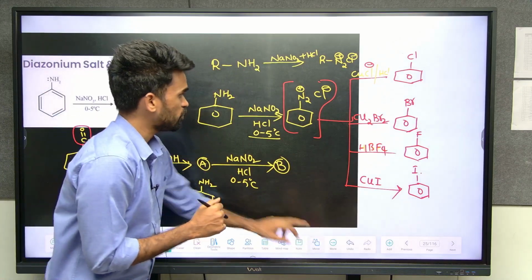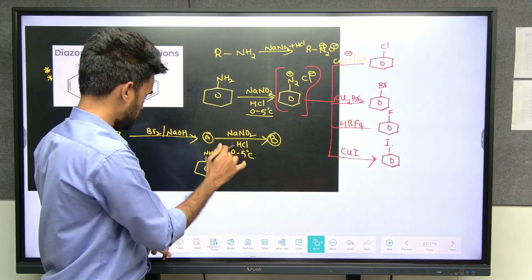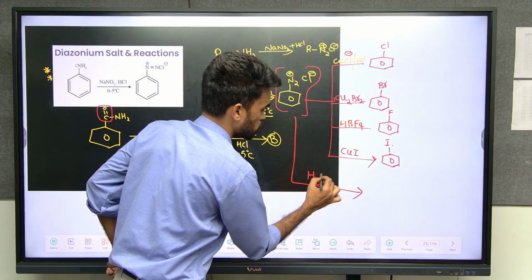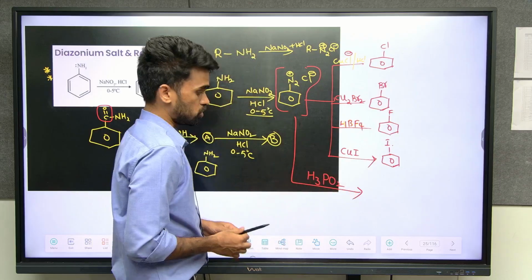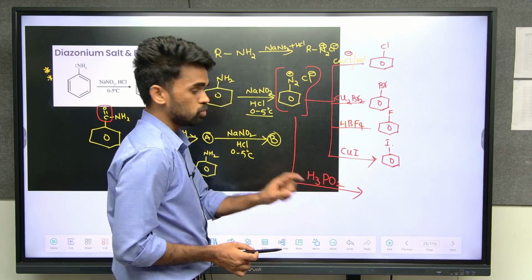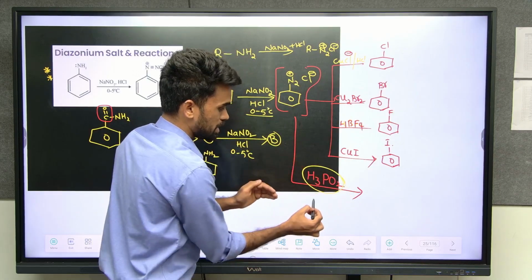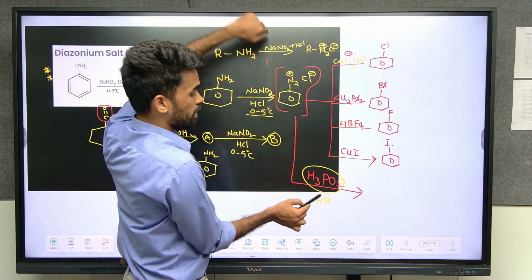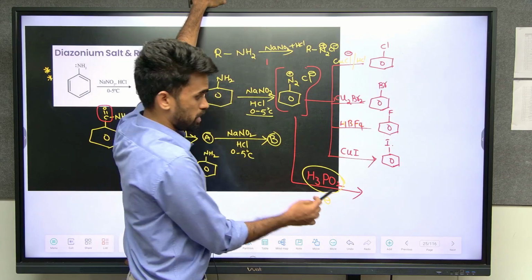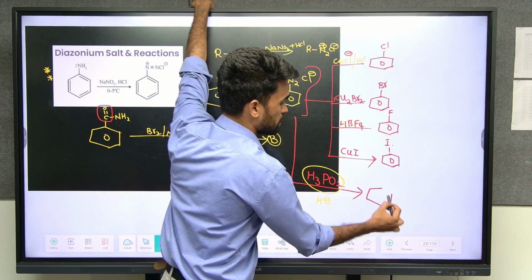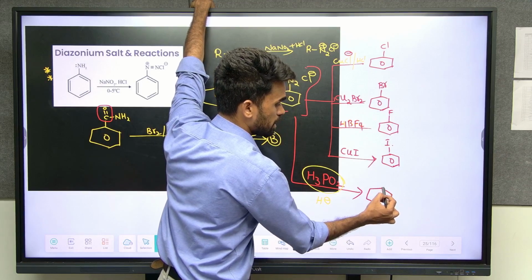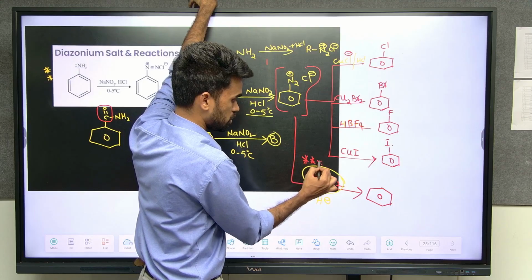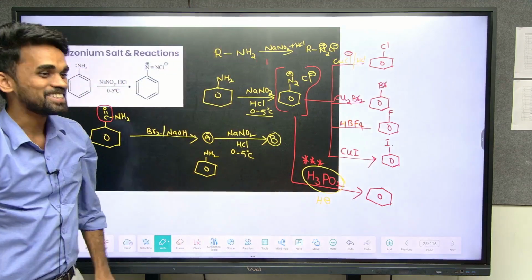Okay. So from the same diazonium chloride only, if we are treating this with H3PO2, H3PO2 releases hydride ion. So in the place of N2, now who will enter? H minus. If it is H minus, what will be the answer? Benzene with hydrogen means simple benzene only. So this is an important reaction.